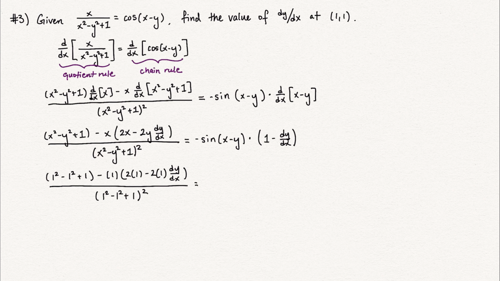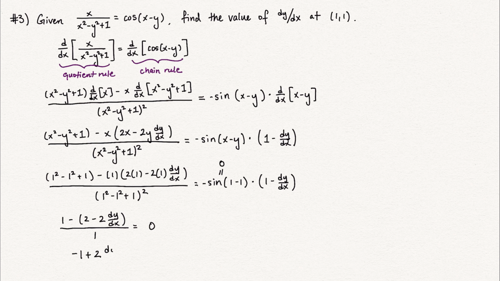And then the right-hand side, we're going to get negative sine of 1 minus 1 times 1 minus, and again, we can't plug anything into dy by dx, so that stays as that. Okay, so from here on out, until we get to dy by dx, it's all just going to be algebra. So let's meet back up again once I get to the solution. And we get that the derivative of our implicit function at the point 1, 1 is equal to 1/2.